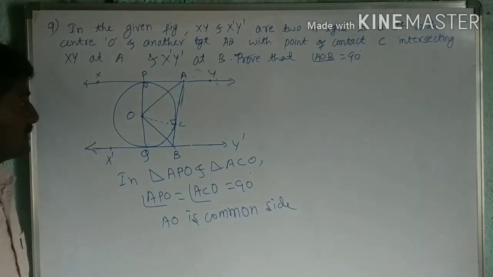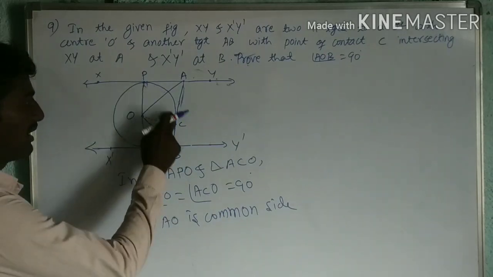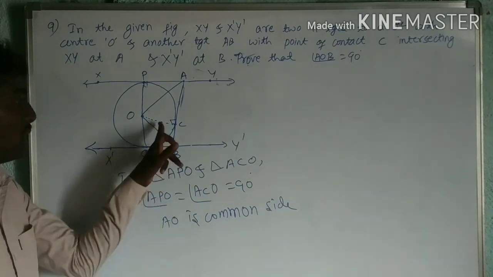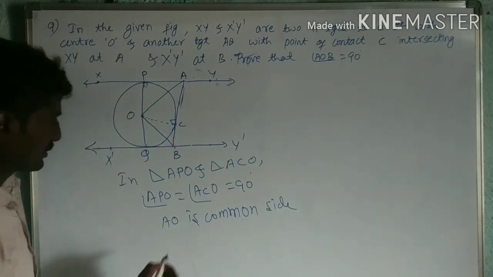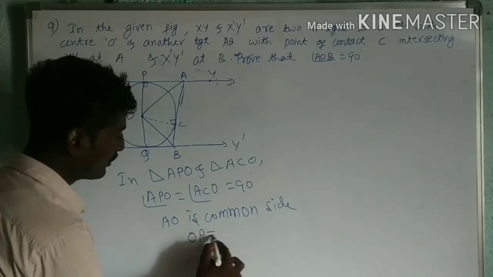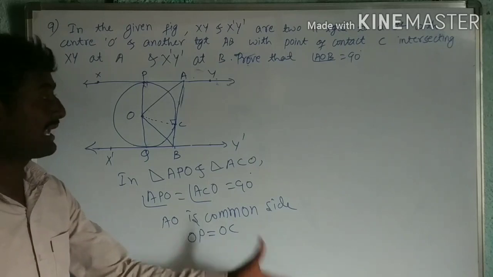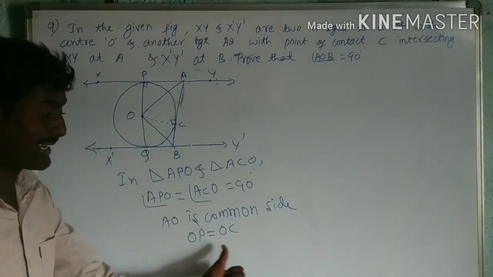R, I got 90 degrees. H, I got. S, I want. S is nothing but any one side, so that is OP is equal to OC. By using RHS congruency, I can say that these two triangles are congruent.